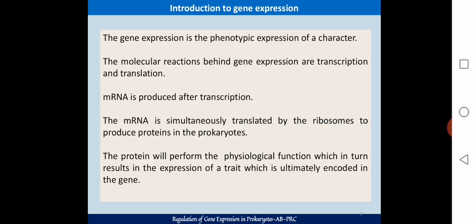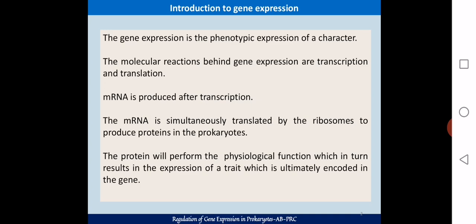So we know that gene expression is the basis of expression of a character, or a character is nothing but what genes are present in a system, or what genes are present in a cell, and how they are expressed, or which genes are expressed at a particular time. So the basic reactions that control the gene expression are, as we have already studied, transcription and translation. These are the two events that lead to the expression of a gene, or that ultimately give you a character.